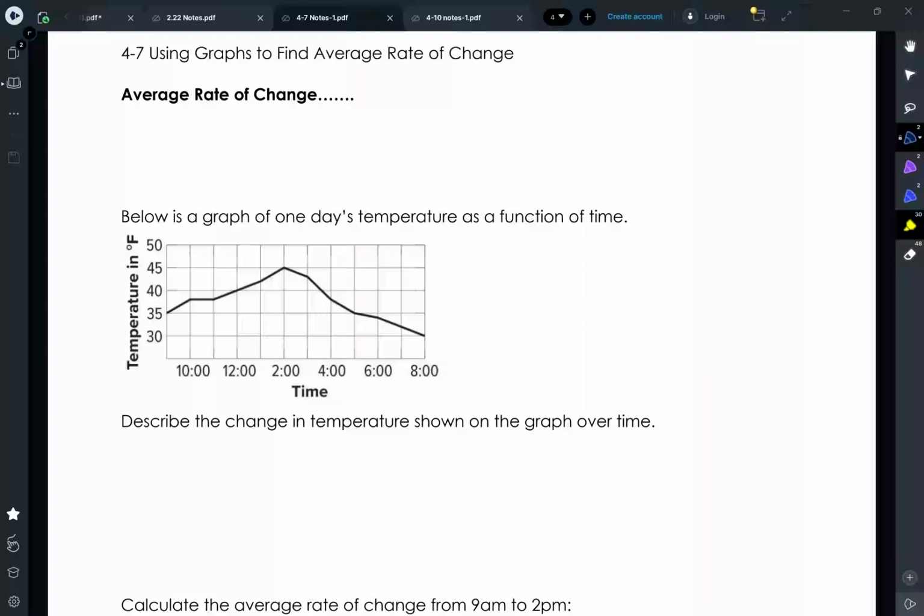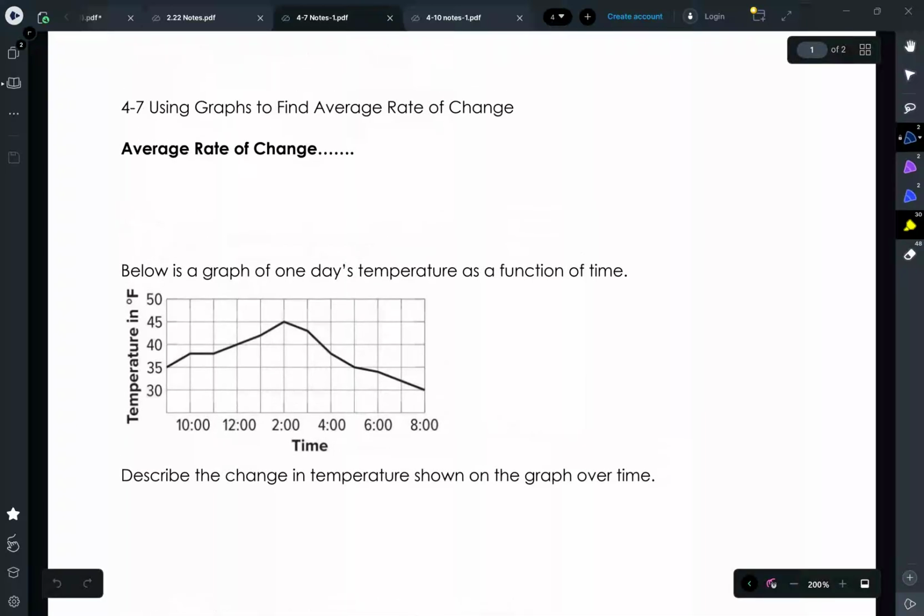Hello class, these are our notes for Algebra 1, Section 4.7, using graphs to find average rate of change. So first we're going to talk about average rate of change. Average rate of change is the average amount a function changes per unit interval. So that is like our textbook definition.